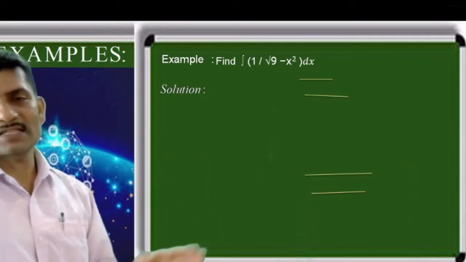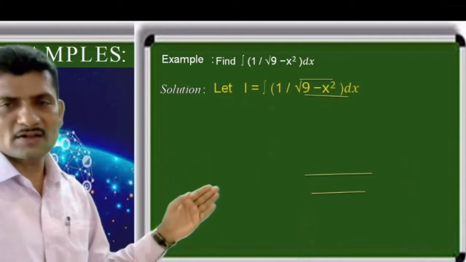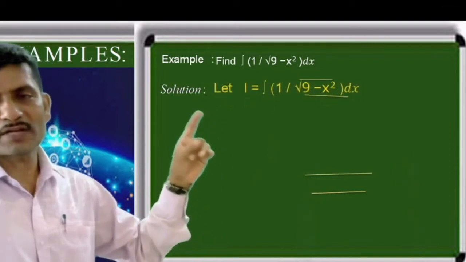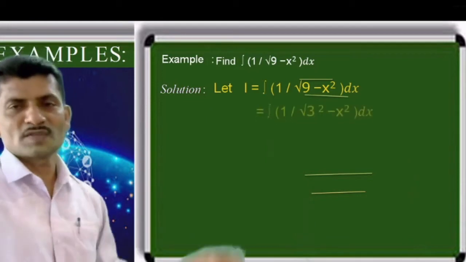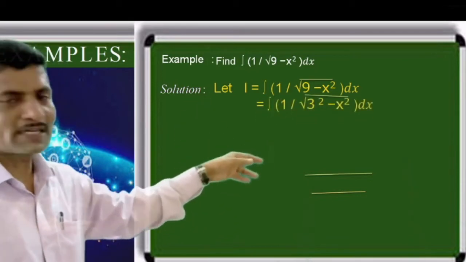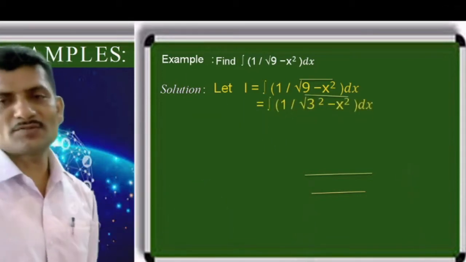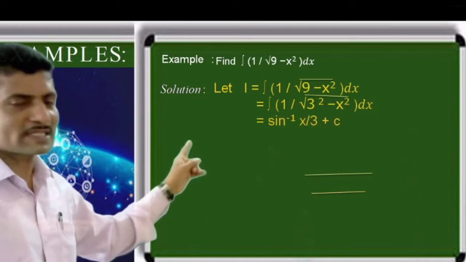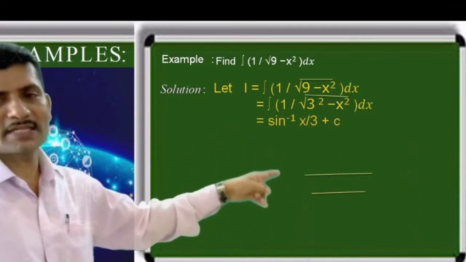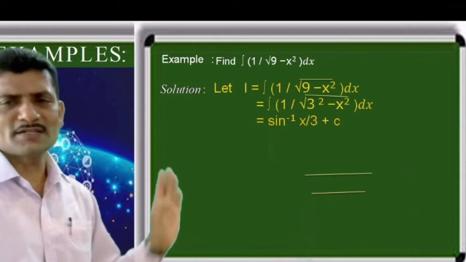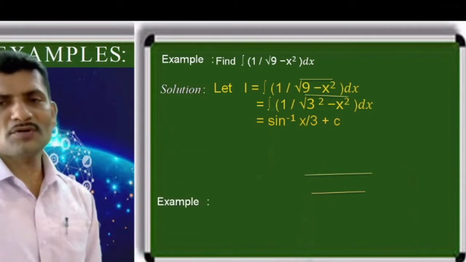First, take I as the given integral. Integral of 1 divided by root of 9 minus x square dx. So, I have written 1 divided by root of 3 square minus x square dx. So, I will write the answer: sine inverse of x by 3 plus integral constant.